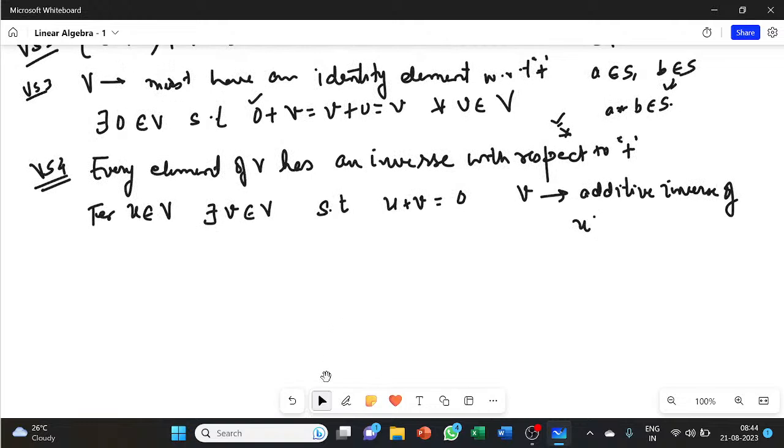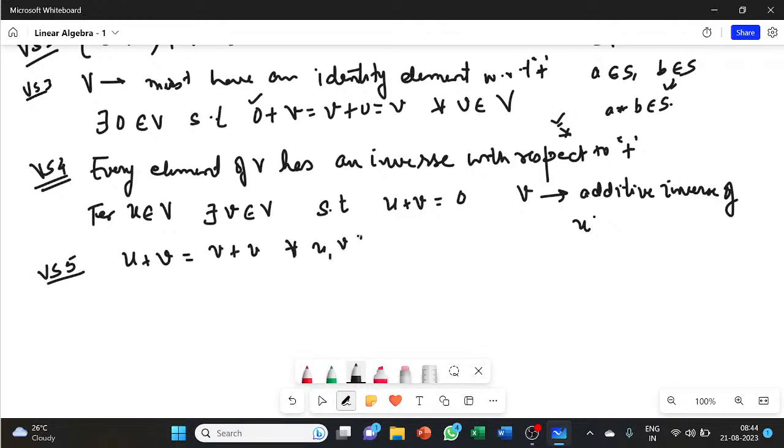The fifth property was commutativity. That is, u plus v is equal to v plus u for all u and v belonging to V.